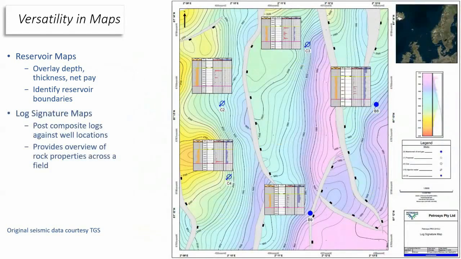The log signature maps is another type of map that we produce. This is something that we don't have the log curves to look at today, but it's a way of actually looking at rock properties across your entire field area, across your entire map, and actually posting them directly where their location is, so you can see how things are changing across your field area.